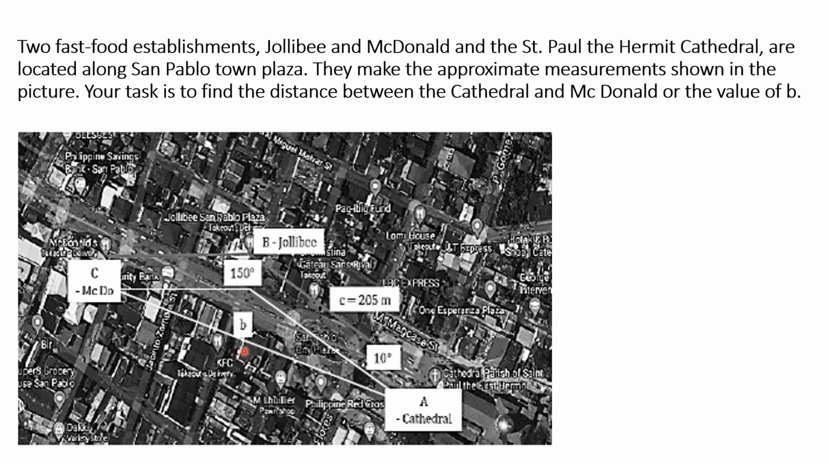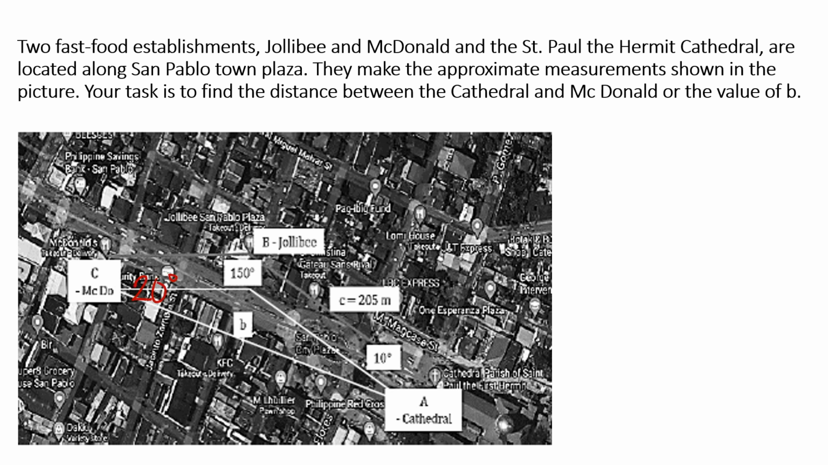To find this one, we need to find the value of angle C, the one at McDonald's. To find that, we have to subtract. So we're going to have 180 minus 150 minus 10 degrees. This is 20 degrees. Let's use red. So this is 20 degrees.